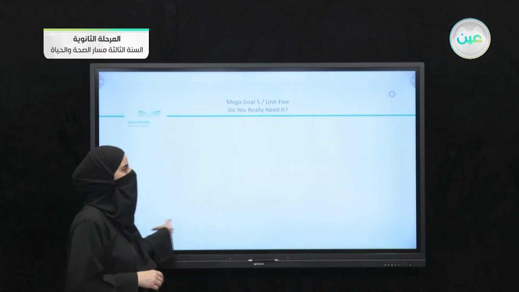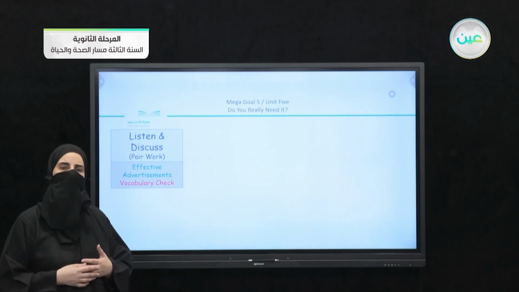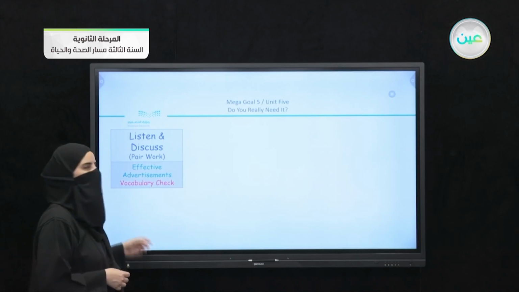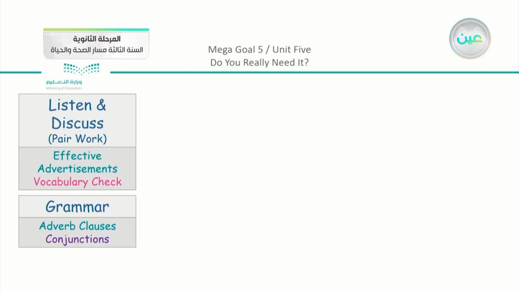So we are going to just outline what we took in Unit 5. In Unit 1, we had the listen and discuss lesson, which was basically about effective advertisements. And we have learned about different types of advertisements that we passed by in listen and discuss. And through these advertisements, we learned vocabulary through the vocabulary check. In the grammar lesson, we took the adverb clauses, and also we related the adverb clauses with using conjunctions in the sentence. And we also differentiated between two types of clauses that we have here in the structure.